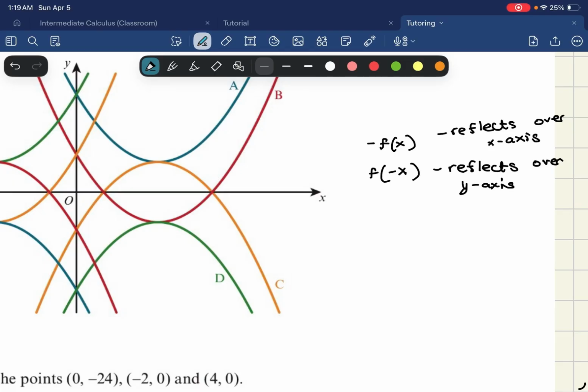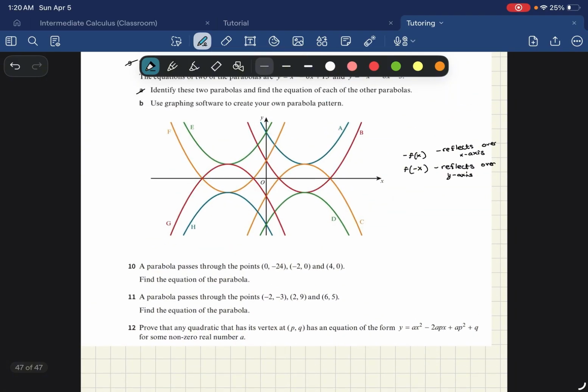Why does it reflect over the x-axis? Well, because it changes the sign of the output y values, right? And f of minus x changes the sign of your input values. So whatever you have on your negative x side is going to flip over to your positive x side and vice versa.